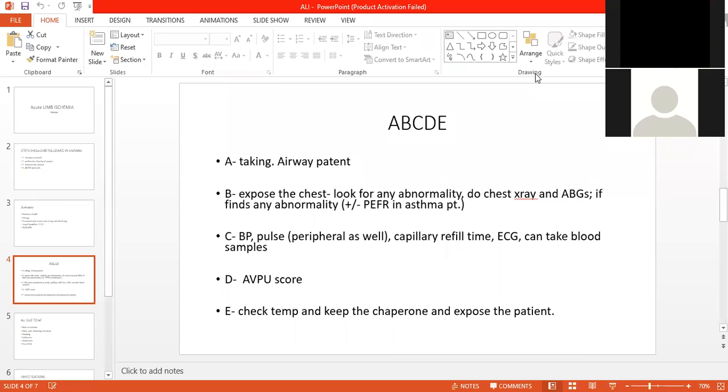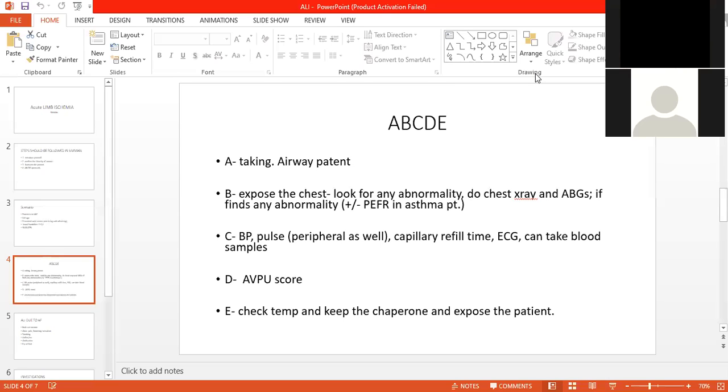Okay. After that, as Dr. Kurat has already told you, after C there is definitely D and E. In D, you have to do the AVPU score. The patient is already talking to you, which means he is alert. He is in pain. So the AVPU score, you don't have to do that.